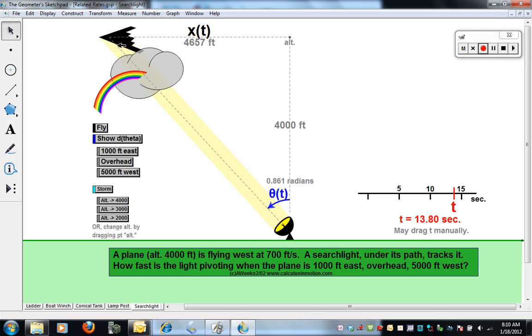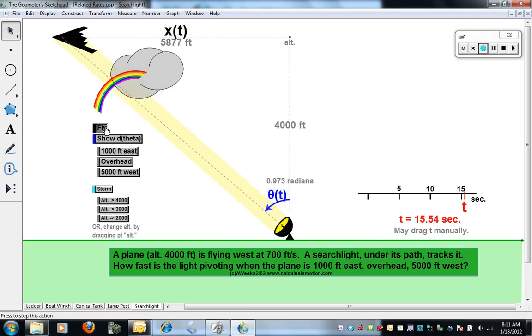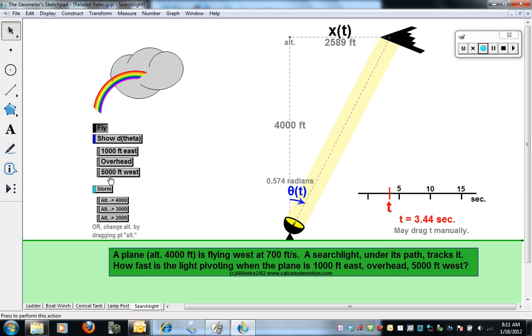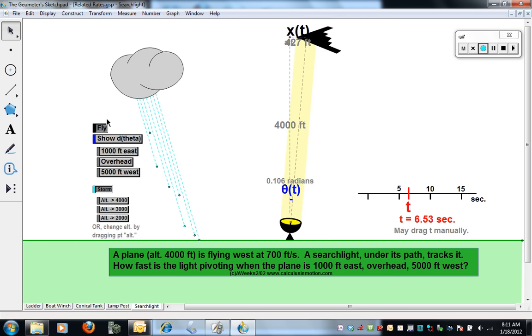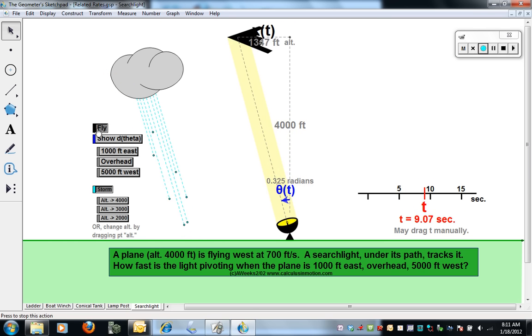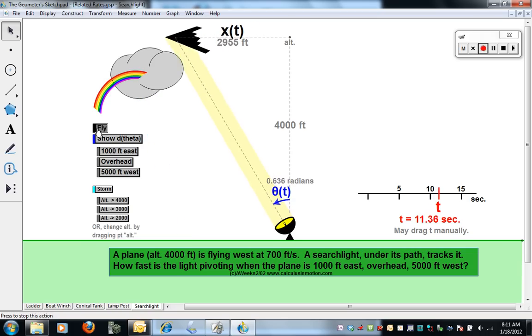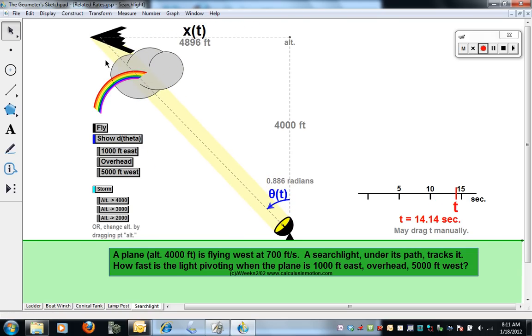We have a stealth fighter jet, and it is flying overhead, and this spotlight here, the searchlight, is under its path. It tracks it, and we're trying to find out how fast this is pivoting when the plane is 1,000 feet east, when it's directly overhead, or when it's 5,000 feet west. So let me show you a little bit of the animation here. Let me show you the storm before that rainbow comes about. So there it is. So the problem that we're going to do is one where it's 5,000 feet west.